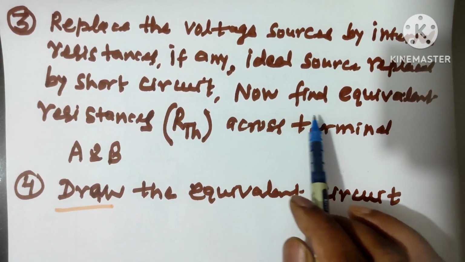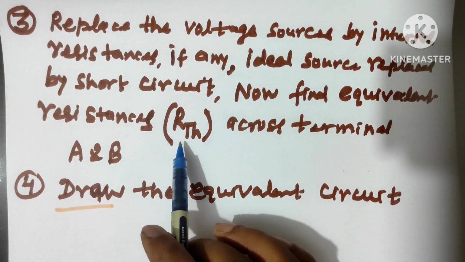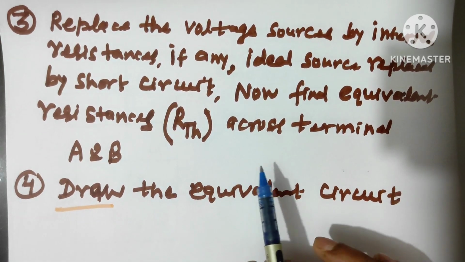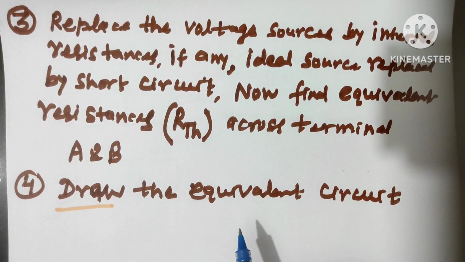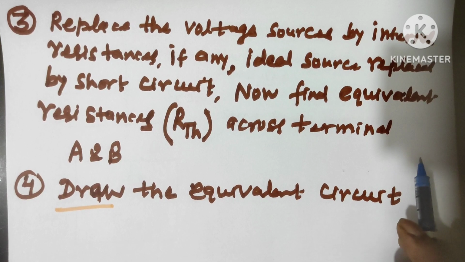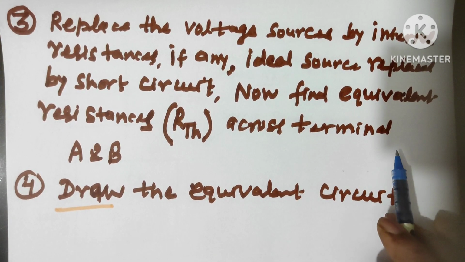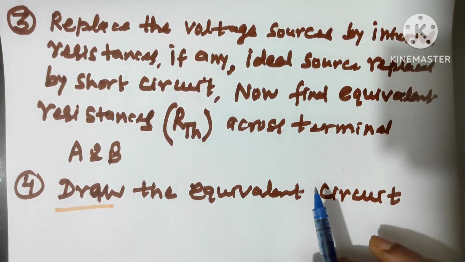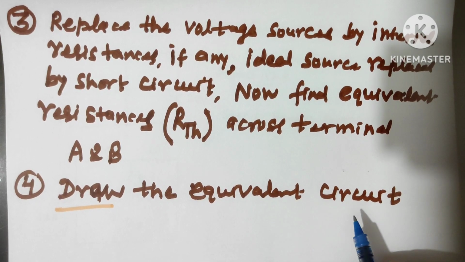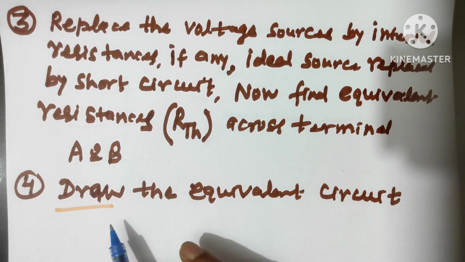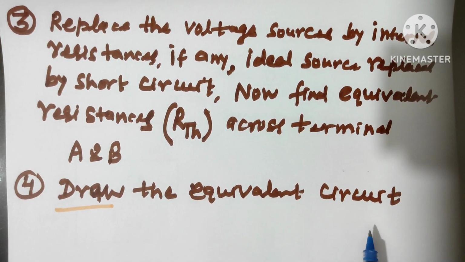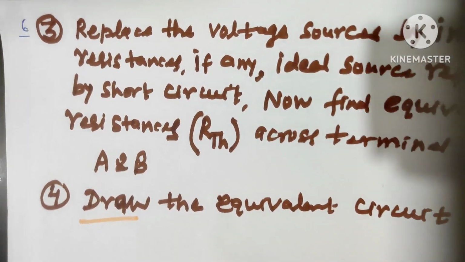Further, now find the equivalent resistance that will be called RTH across the terminal A and B. So this is the third step, and after having known the RTH and VTH, we can draw the equivalent circuit. So fourth step or final step is draw the equivalent circuit. So these are the steps for applying the theorem.